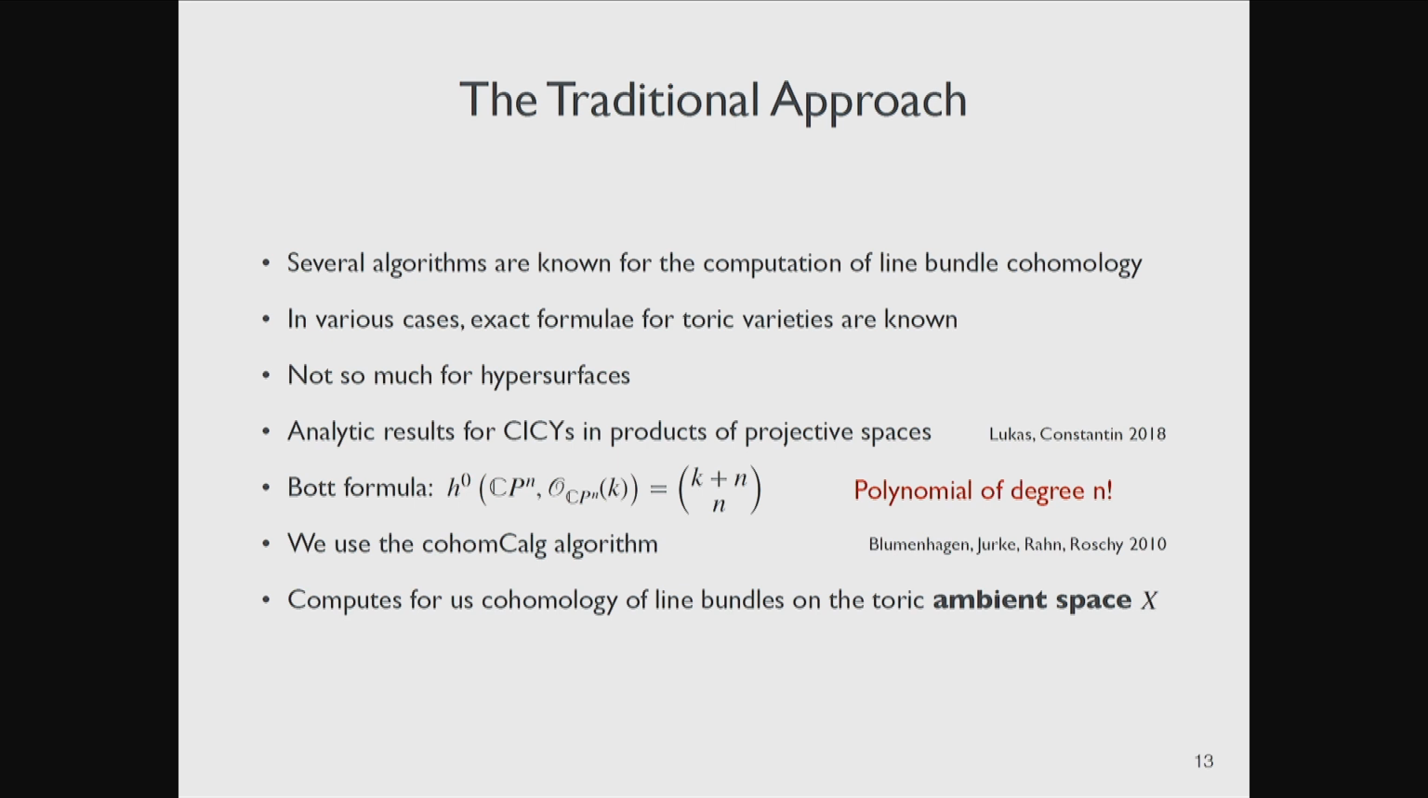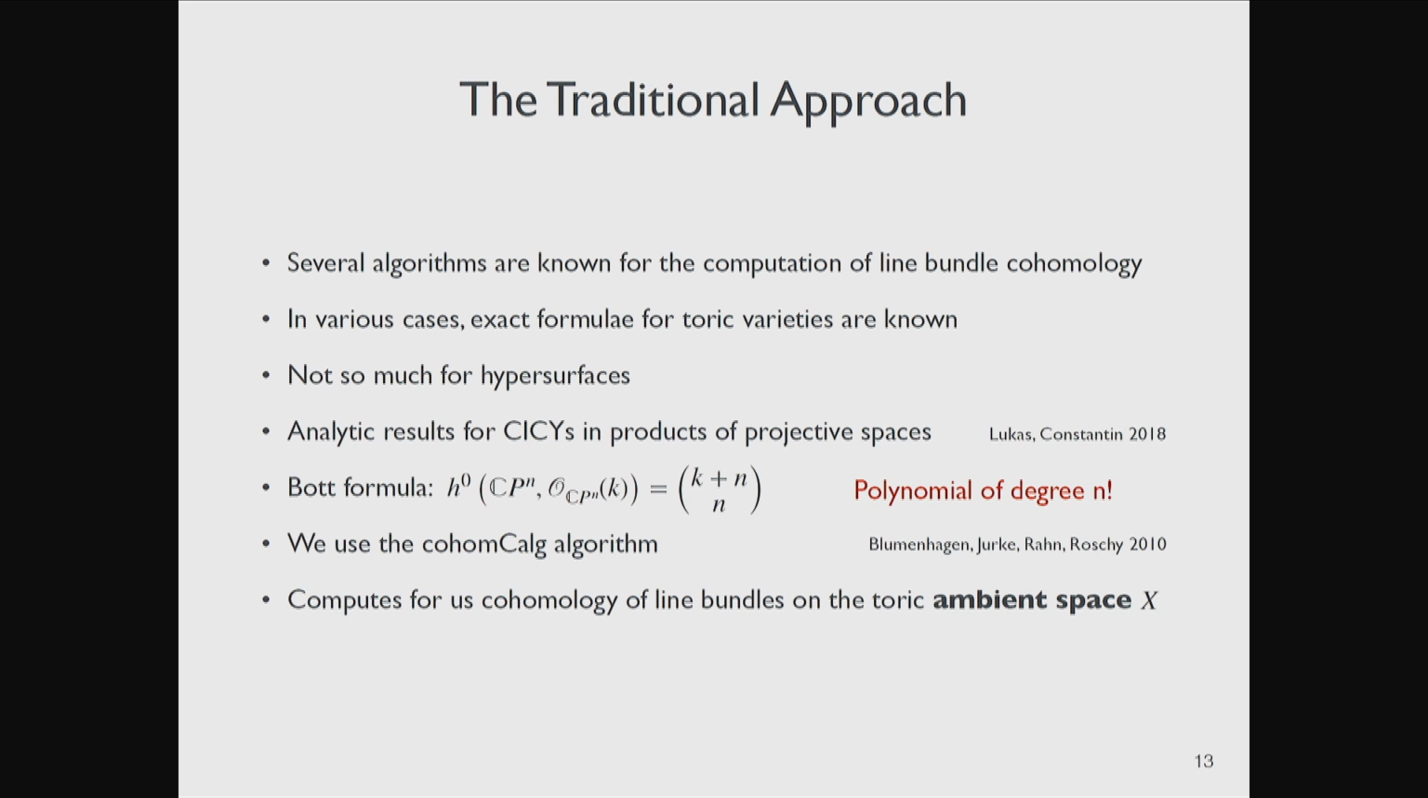We have a single integer here labeling the line bundles on CP^n. And if k is not negative, then this is just a polynomial of degree n. So work out the binomial coefficient, you see that? And this is something that you should keep in mind for some of the later slides. So often these cohomology groups are just polynomials. Very simple.